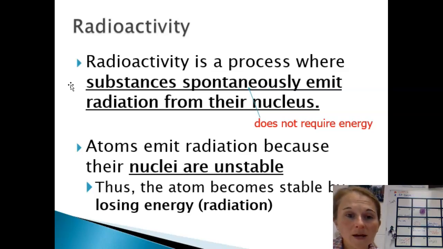So atoms emit radiation because the nuclei are unstable, either because there are too many neutrons or too few neutrons compared to the number of protons. So that proton-neutron ratio is off, and the nucleus of the atom is unhappy. And so it's unstable, and it wants to be stable. So the atom becomes stable by losing energy or radiation.